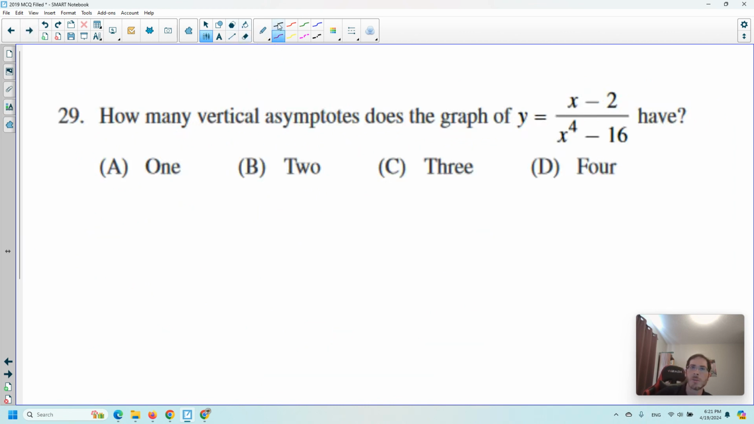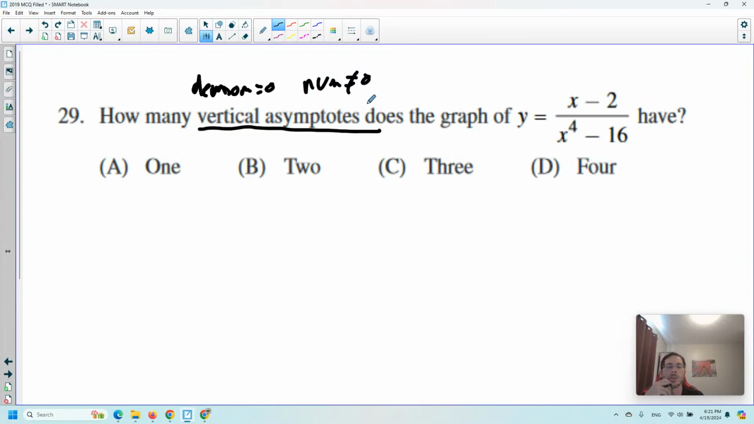29, how many vertical asymptotes do we have? So vertical asymptotes, we have to remember that is when the denominator is 0 but the numerator is not 0. So that's kind of weird, because remember, for our vertical asymptotes, we have to make sure that the limit does not exist for the vertical asymptote.